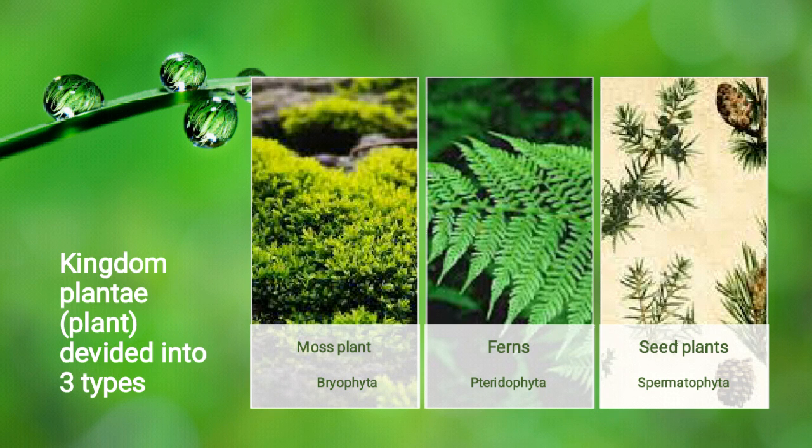Based on the 5 kingdom classification, kingdom Plantae or plants are divided into several phyla, namely moss plants, Bryophyta, ferns, Pteridophyta, and seed plants, Spermatophyta. Bacteria are included in the kingdom Monera. Algae are included in the kingdom Protista. The 5 kingdoms are classified according to the characteristics of the organisms that compose them.